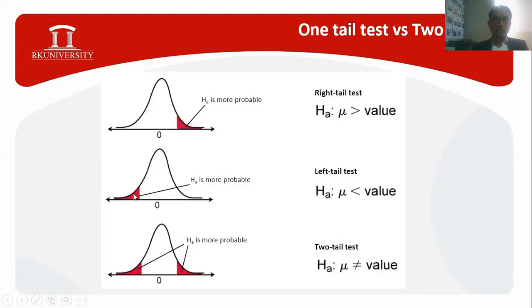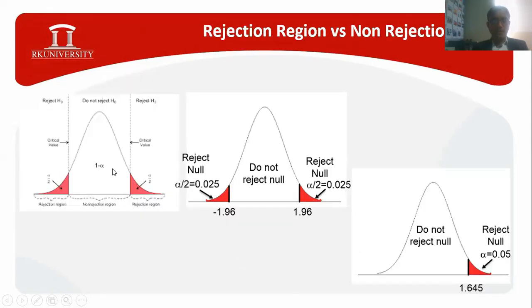Generally the portion shaded in white color is known as the non-rejection region, and the portion shaded in red color is known as the rejection region. So in case of a one-tail test, the rejection region will be on either the right side or left side, depending on the alternate hypothesis. In a two-tail test, generally the rejection region will be on both sides of the tail. The same thing is explained in the next slide.